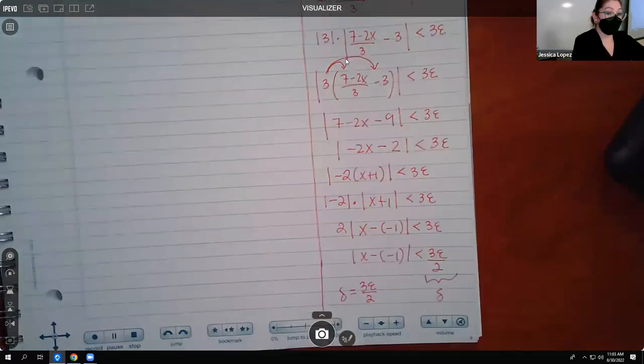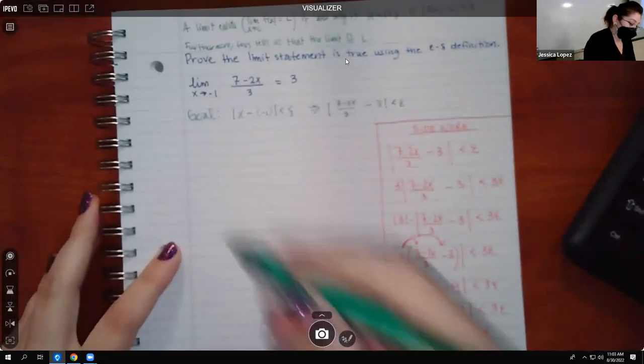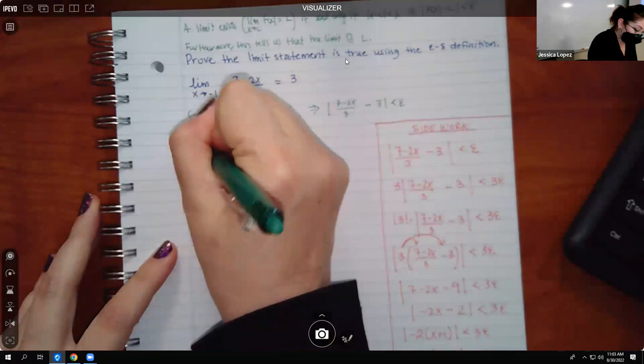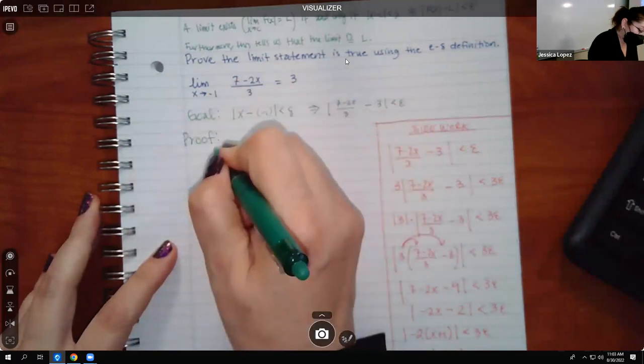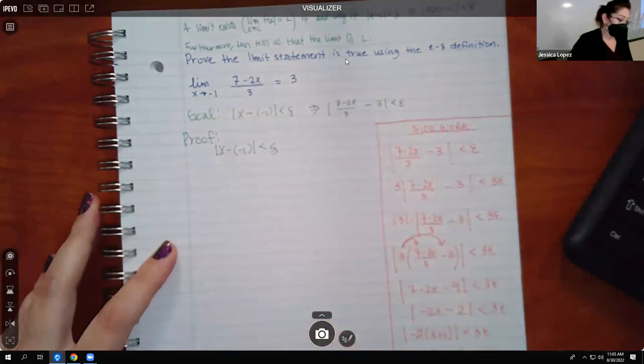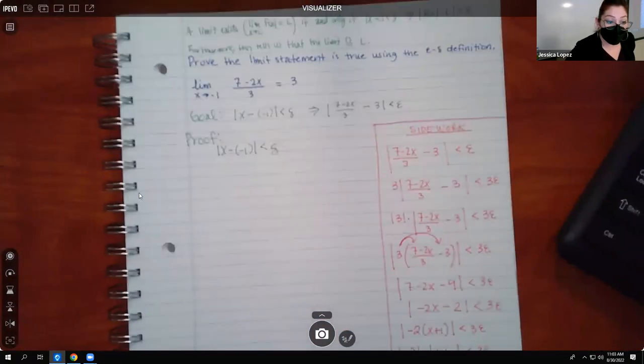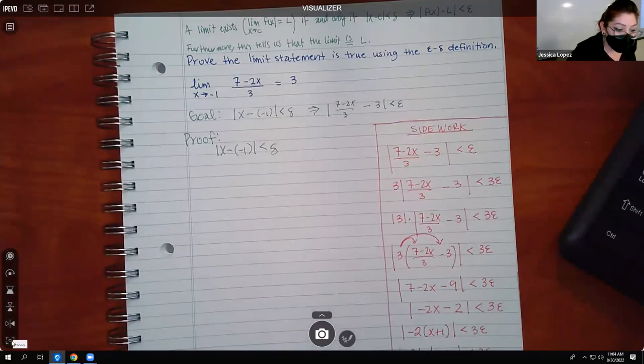Okay. So let me zoom out so you can see it all together. So now we're actually going to prove it. So here's my proof. I'm going to start off with this less than delta. And then here's the quick start of it. Let me let it focus.